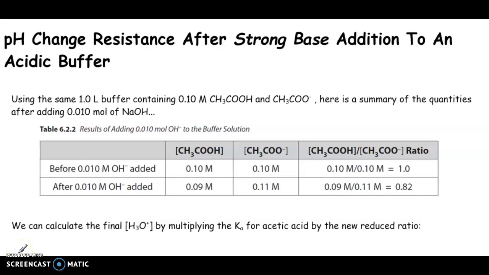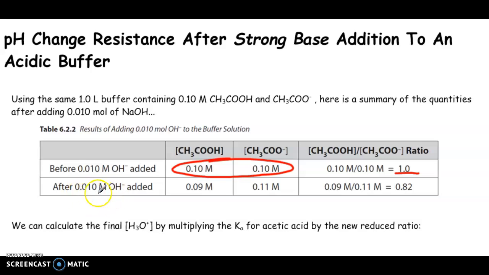Okay, so looking at something similar, remember we talked about what happens to your weak acid buffer equilibrium when you add a strong base. In this case, the NaOH that was added is going to react with the hydronium. So let's take a look at the before. Before you add in your strong base, we had equivalent amounts, so our ratio was 1, right?